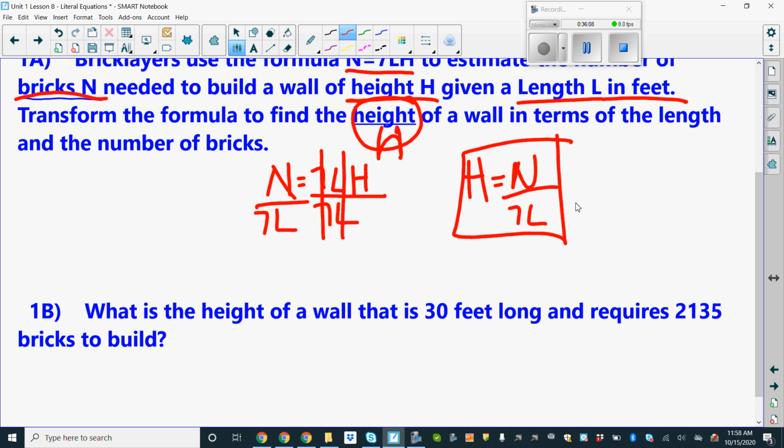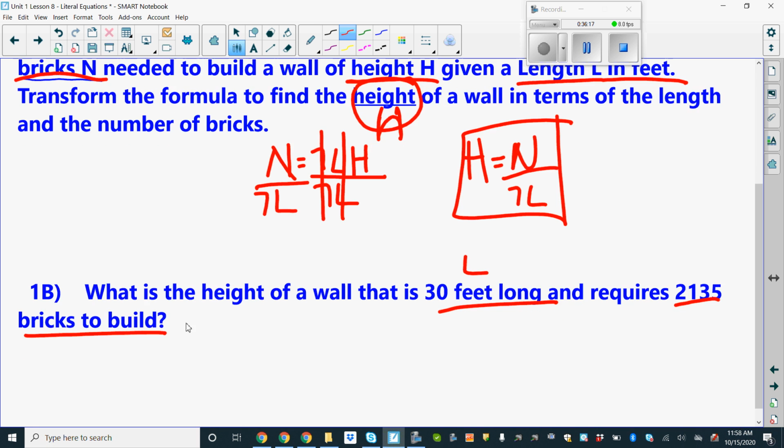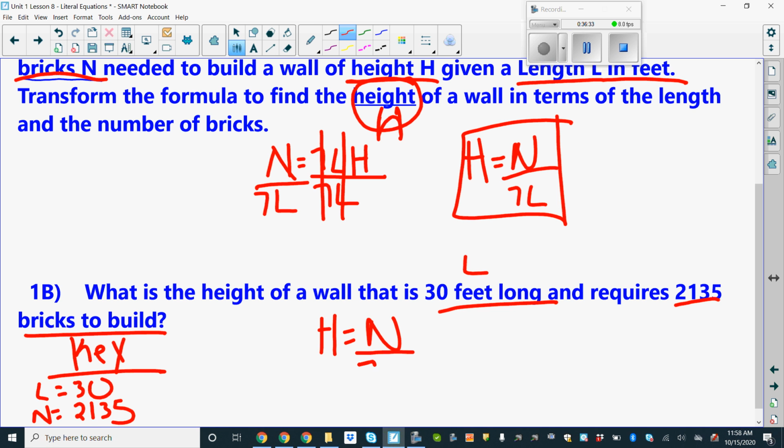So what is the height of the wall that is 30 feet long, so that's our L, and requires 2,135 bricks? If you wanted to make a key, I always suggest a key: L equals 30, and N equals 2,135. So using our formula, H equals N divided by 7L, we're going to substitute.